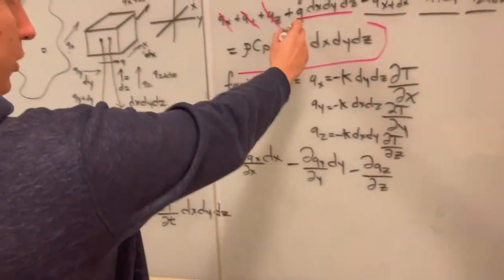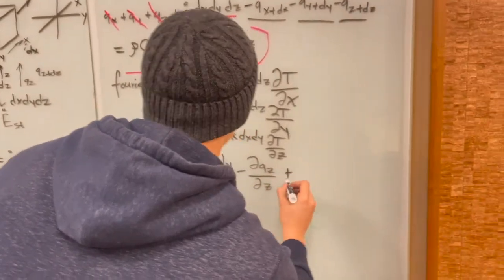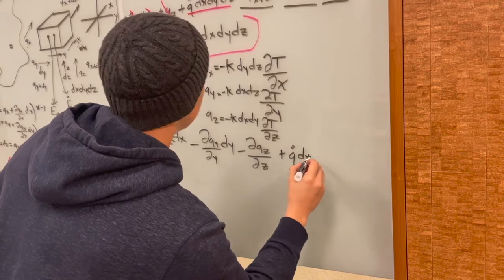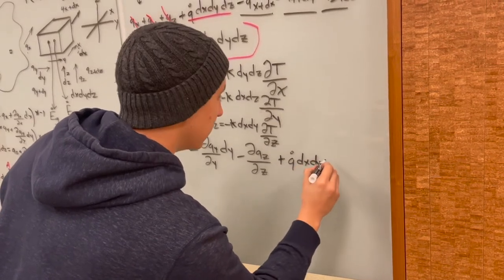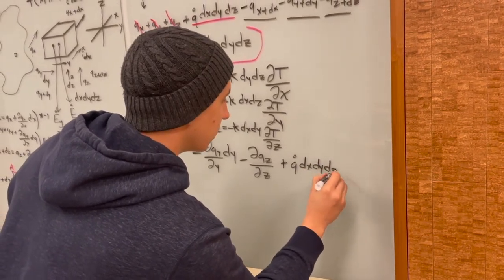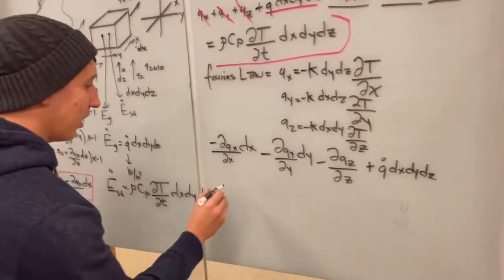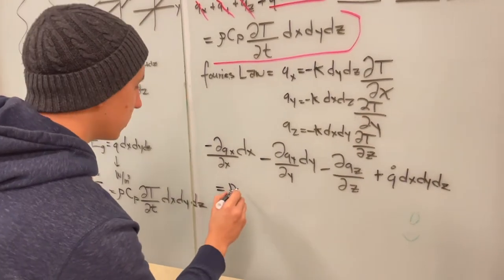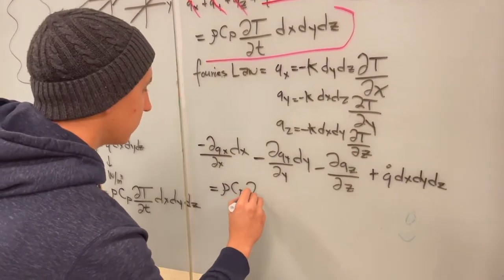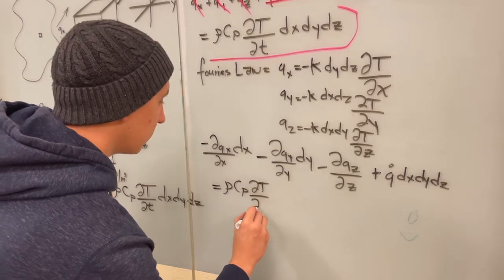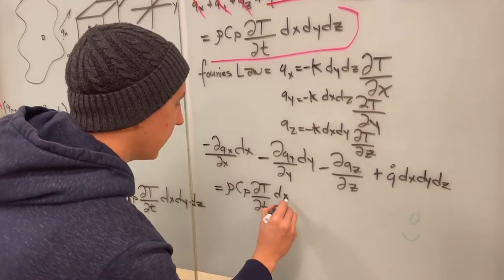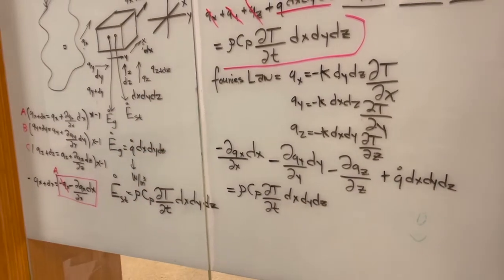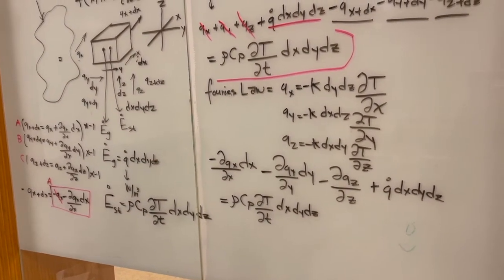and then, of course, you would add this back in, the generation term for our energy generation within our control volume, infinitesimal one. And then, of course, you would have this still equal to that energy storage term, dx, dy, dz.